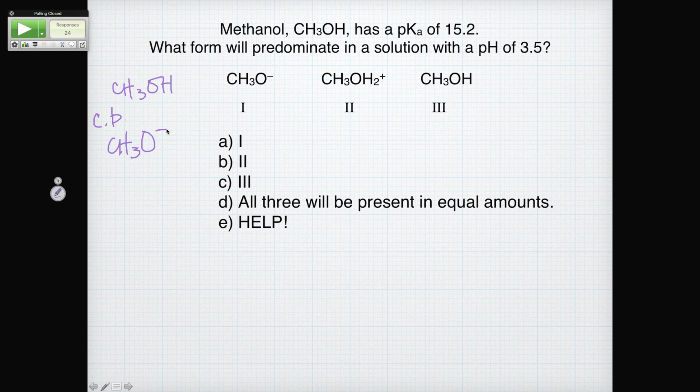What was the deal? In order to be present in the base form, the pH has to be more or less than the pKa? More, right? Sorry, I may have said it differently than I wrote it on the other slide. Everybody see that? So in order for this to win, the pH has to be more than 15.2. Now, what about this? What do you think about that?